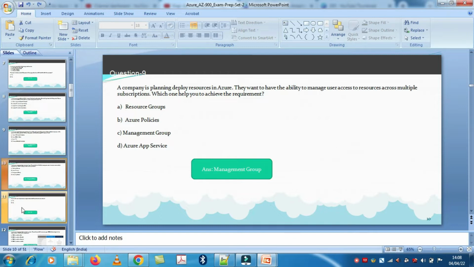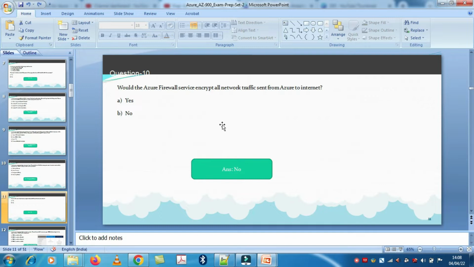Okay, moving to the next question: would the Azure Firewall service encrypt all network traffic sent from Azure to the internet? The answer for this one is absolutely no. If you are sending traffic from Azure to the internet, you cannot encrypt it, because it is going to be public for everyone. If you encrypt it, the normal user will not be able to decrypt it. So the answer for this one is no.